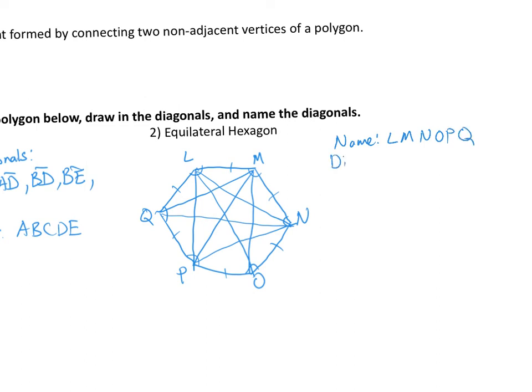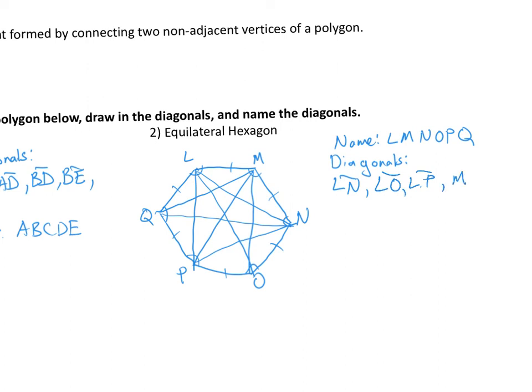And the diagonals. Let's count them. There should be 3 for each one, so 3 times 6, maybe. We should have 9. So let's start with L. There's LN, LO. Wait, erase that. LO, LP.